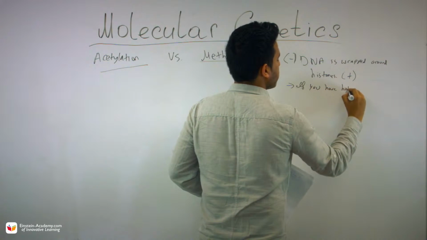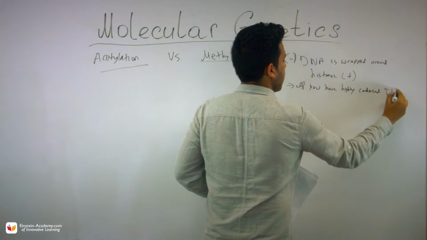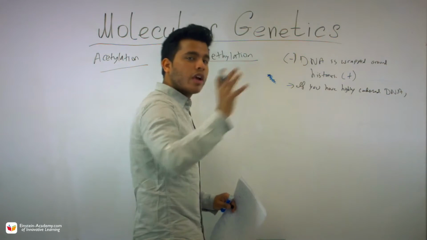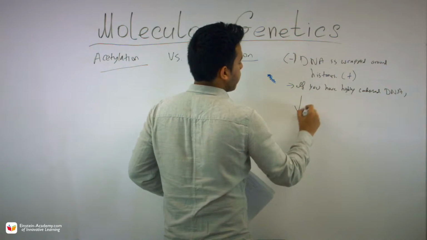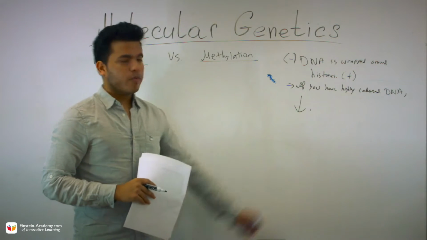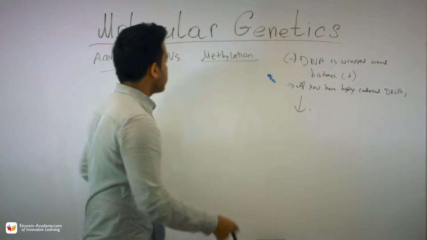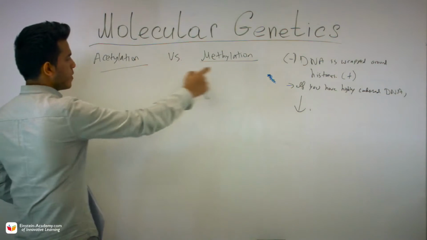If you have highly condensed DNA, the chances of you carrying out transcription is very low. How will the RNA polymerase bind on to the DNA promoter region if it's highly condensed? Well, how do you fix this issue? Acetylation versus methylation.